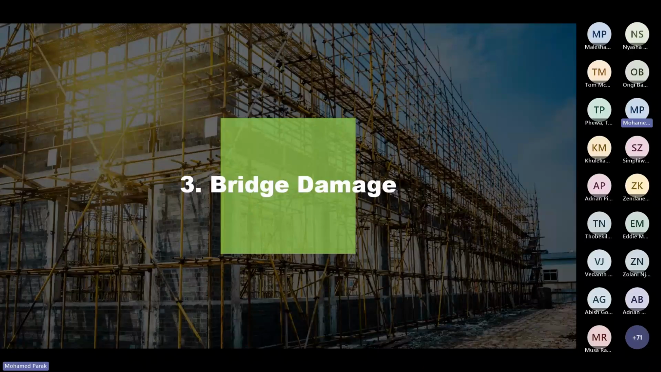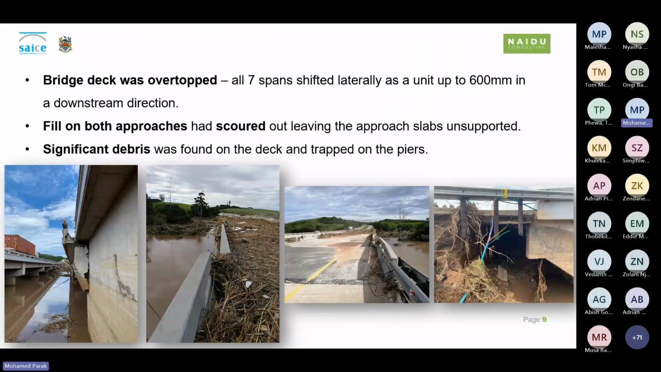So, just describing the damage that occurred. In the morning of April 12th, when the bridge was inspected, it was found that the bridge deck was overtopped. All 7 spans shifted laterally as a unit up to 600 millimeters in a downstream direction. The fill on both approaches had scoured out, leaving the approach slabs unsupported, and significant debris was found on the deck and trapped on the pier.